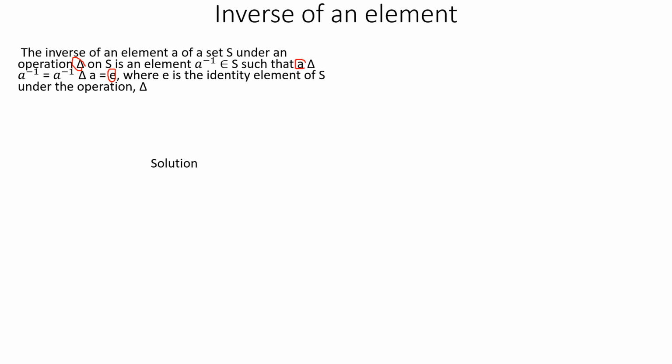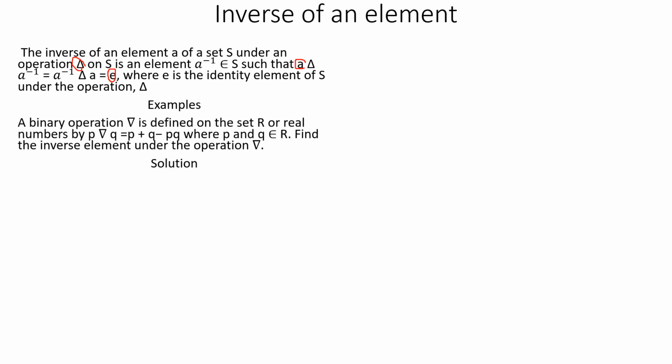So let's see how we solve this. Example: a binary operation triangle is defined on the set R of real numbers by P operated on Q, which is equal to P plus Q minus PQ, where P and Q belong to the real numbers. Find the inverse element under the operation triangle. Right, so let's see how best we can solve this.